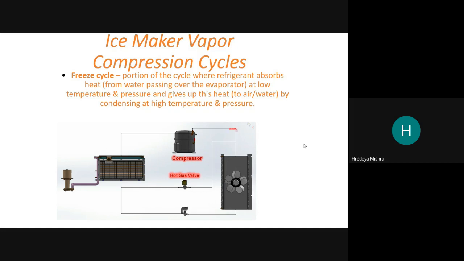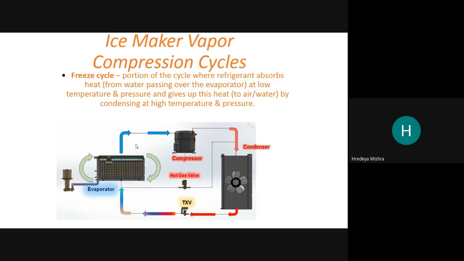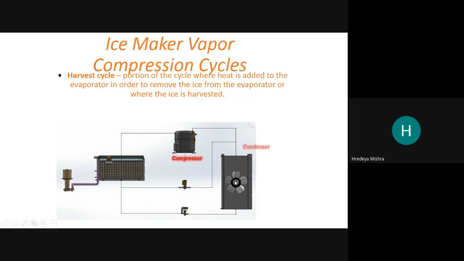See here, condenser. See, this cycle is completed. Now, condenser, heat. Again, this is the harvesting cycle, where ice is harvested. In the previous cycle, ice making starts, and here we can remove the ice.